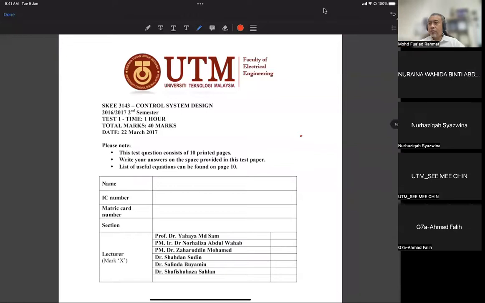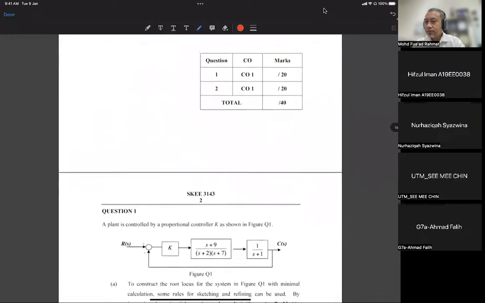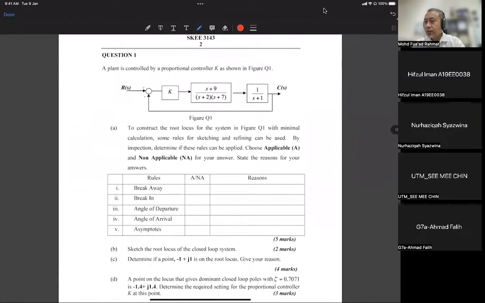Okay. So without any further ado, we continue our revisions for preparation for tonight. Test 1, 2016 and 17. This question was already read by our brother Mukri.